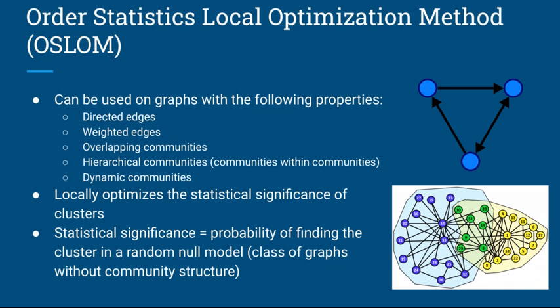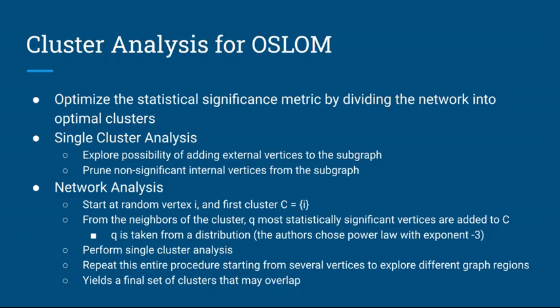It locally optimizes the statistical significance of the clusters, and this is the probability of finding the cluster in a random null model. The algorithm uses cluster analysis to optimize the statistical significance metric. Single cluster analysis optimizes the metric for one cluster. It first looks at adding external vertices to the subgraph, and then prunes non-significant internal vertices from the subgraph. Network analysis uses single cluster analysis to look at the entire network.